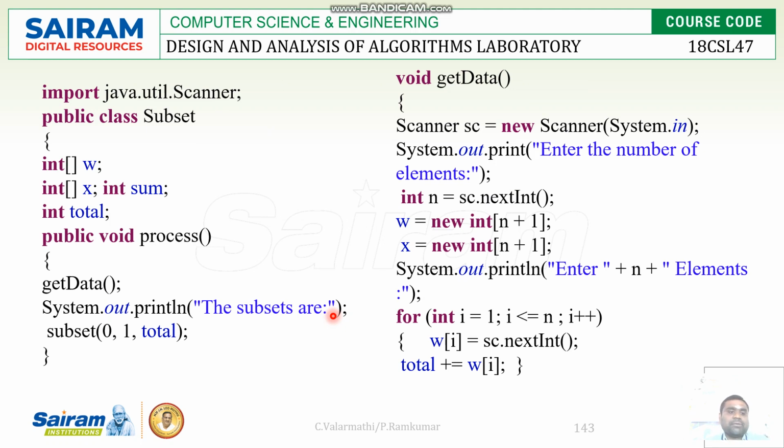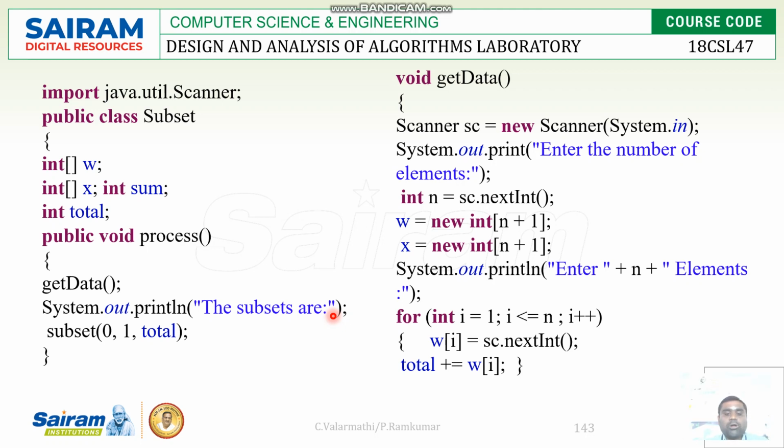Here the class name is subset, and I'm getting the matrix. I'm getting the set value, the sum, then total. Total means when I choose the elements from the set, the result should be equivalent to the given value d. So for that purpose, I am getting the data from the user.